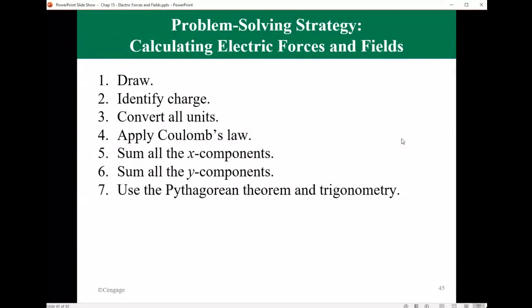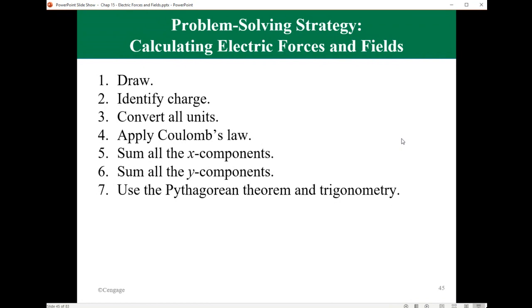Thank you. When you solve problems in electricity, it is always good to sketch the graph for the situation. Identify the charges, which is positive, which is negative. If you have microcoulombs, you need to convert that into coulombs. If you have centimeters, you need to convert that into meters. You need to be using SI units all the way. Then you are ready to apply Coulomb's law.